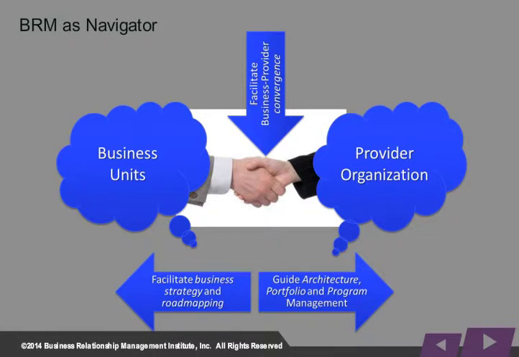The third aspect of BRM as a navigator is guiding key provider roles on behalf of the business partner. For example, by ensuring that the strategic direction and intent of the business partner is understood by provider roles. These roles include enterprise architecture and portfolio and program management.